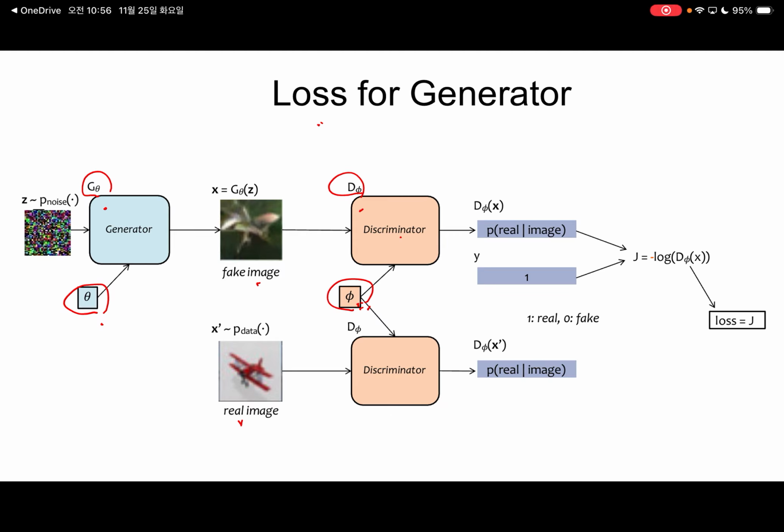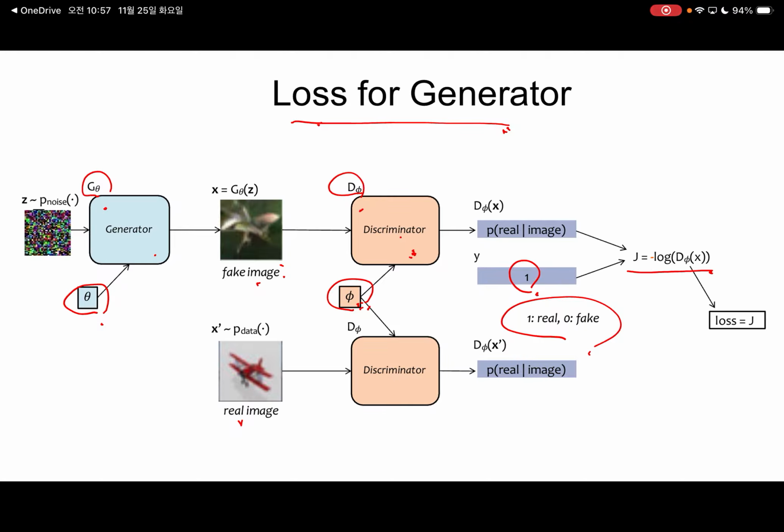As I said, the role of the generator is to create realistic images so that it can fool the discriminator. Fooling the discriminator means that, originally, the discriminator needs to classify the fake image as 0. Here, 1 is real and 0 is fake. That is the primary role of the discriminator, right? But when training the generator, not the discriminator, we want the discriminator to classify the input image as belonging to the real image class. So when training the generator, we minimize this loss function.